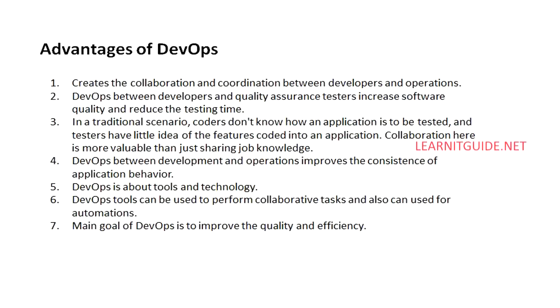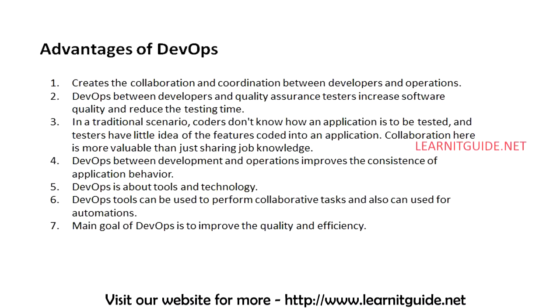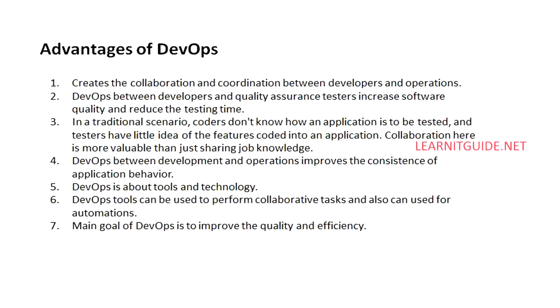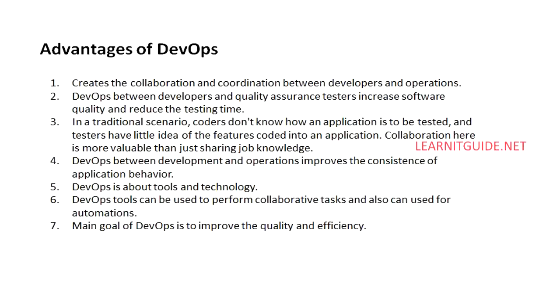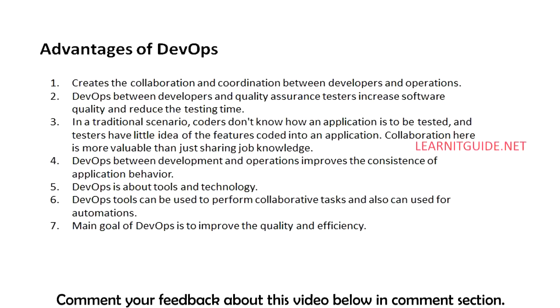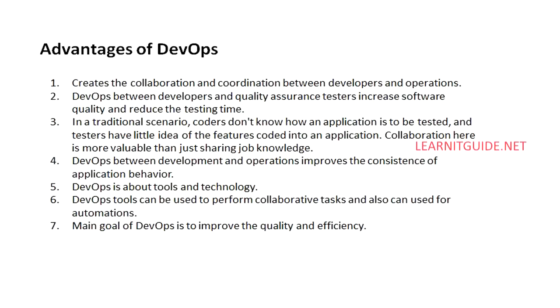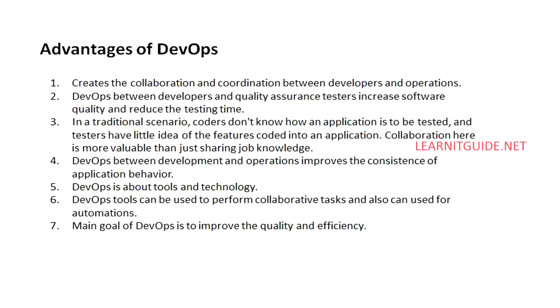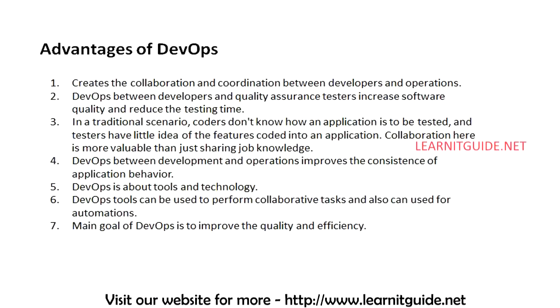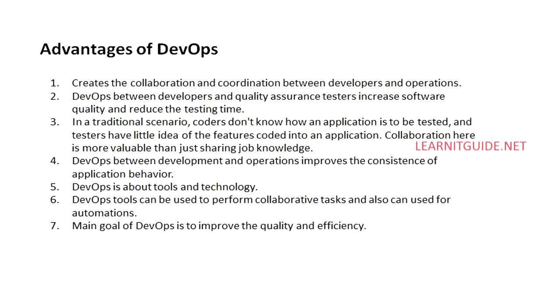Advantages of DevOps. DevOps creates collaboration and coordination between developers and operations. DevOps between developers and quality assurance testers increases software quality, and also it reduces the testing time. In a traditional scenario, coders don't know how an application is to be tested, and testers have little idea of the features coded into an application. So collaboration here is more valuable than just sharing job knowledge. DevOps between development and operations improves the consistency of application behavior.